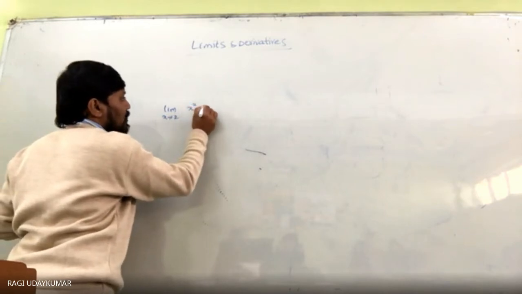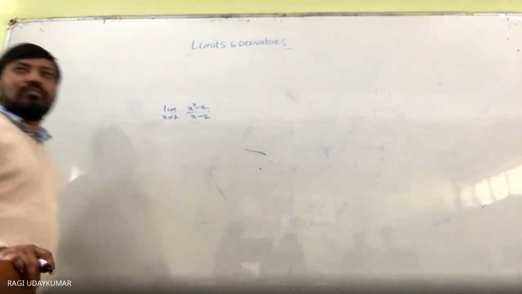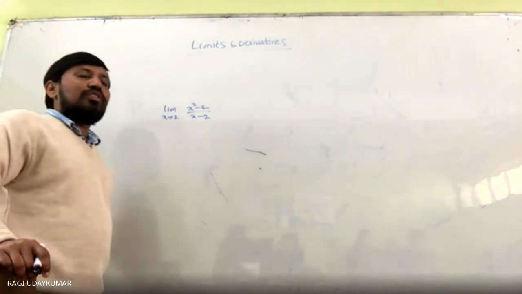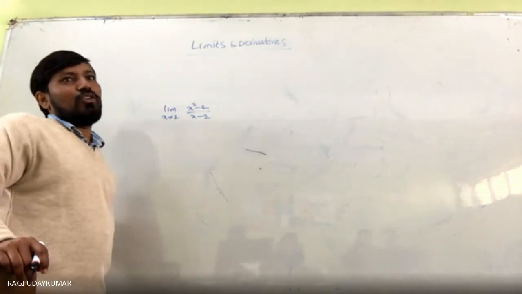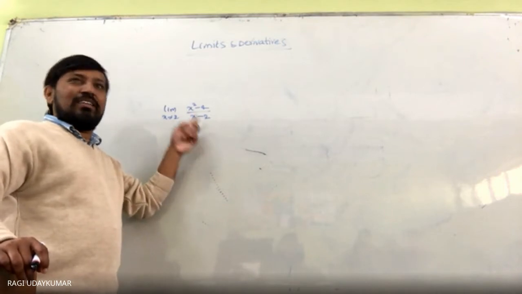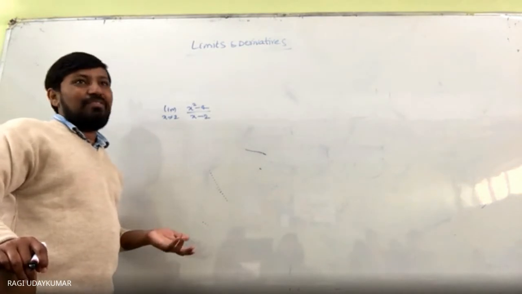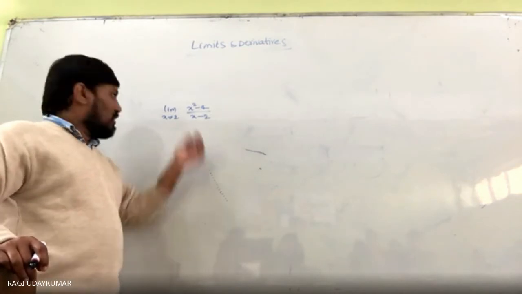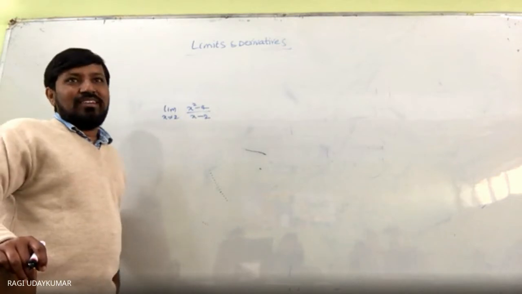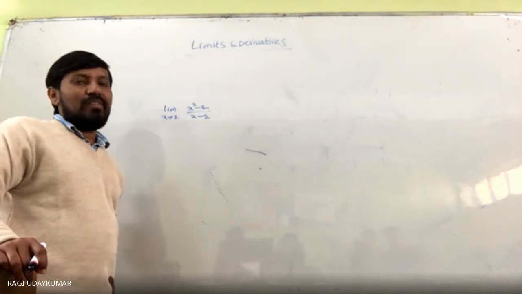x square minus 4 by x minus 2. This value you are going to take normally as 2. If you are substituting 2, in the denominator you will get 0, and something by 0 is undefined. So limit x tends to 2, wherever you take it, is undefined, but not this one. This value will be equal to 4.